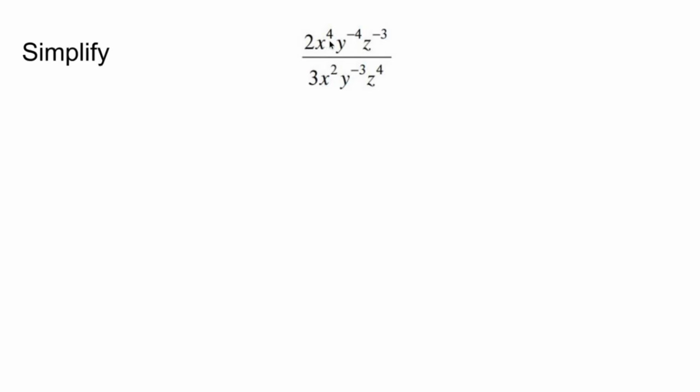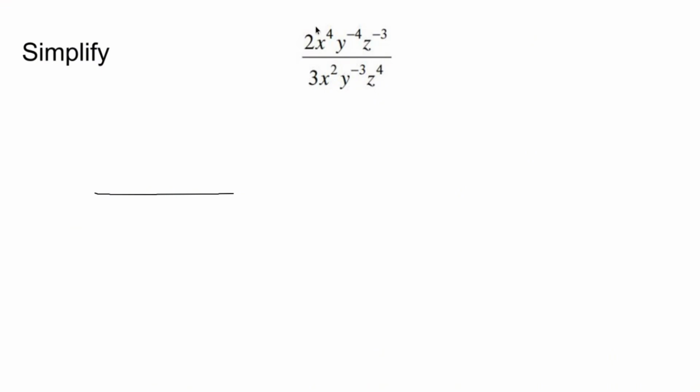Simplify 2x to the fourth, y to the negative 4, z to the negative third, all over 3x squared, y to the negative third, z to the fourth. All right, big fraction bar. Whenever you see positive and negative exponents in fraction bars, the first thing you're going to think is, all right, I have 1, 2, 3, 4, 5, 6, 7, 8 items. Which of them move and which of them stay?